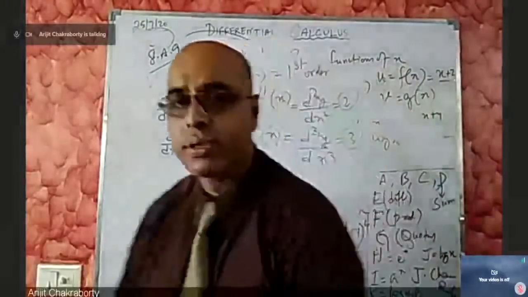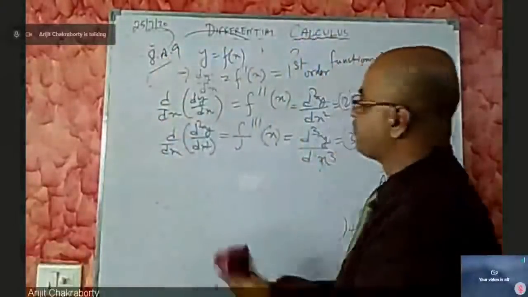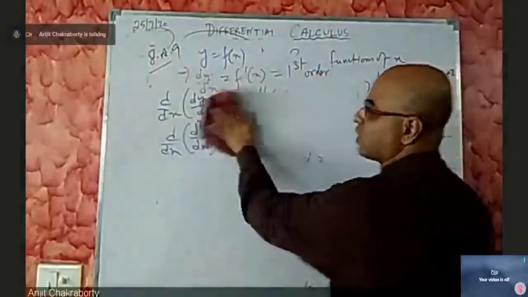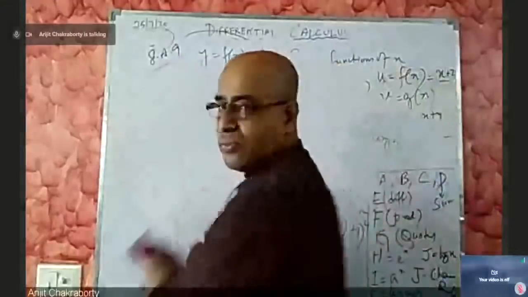Okay? So we will take one example only to just illustrate this and you will be clear. So this is what is called higher order derivatives, which are higher than first order.